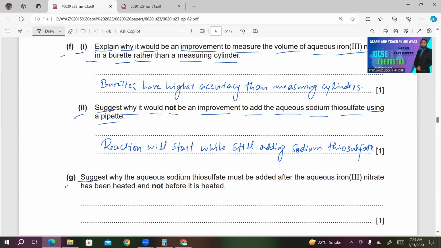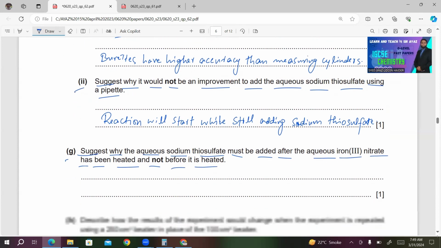Part G, suggest why the aqueous sodium thiosulfate must be added after the aqueous iron 3 nitrate has been heated and not before it is heated. Reaction will start at room temperature.